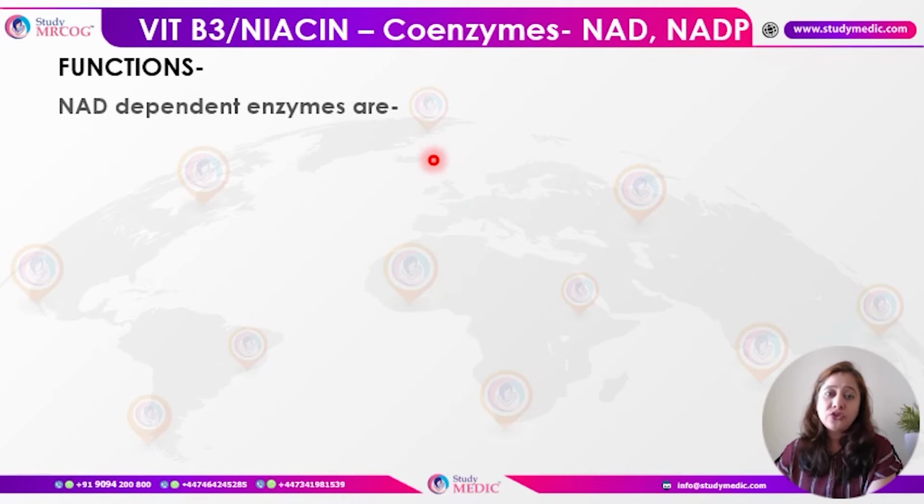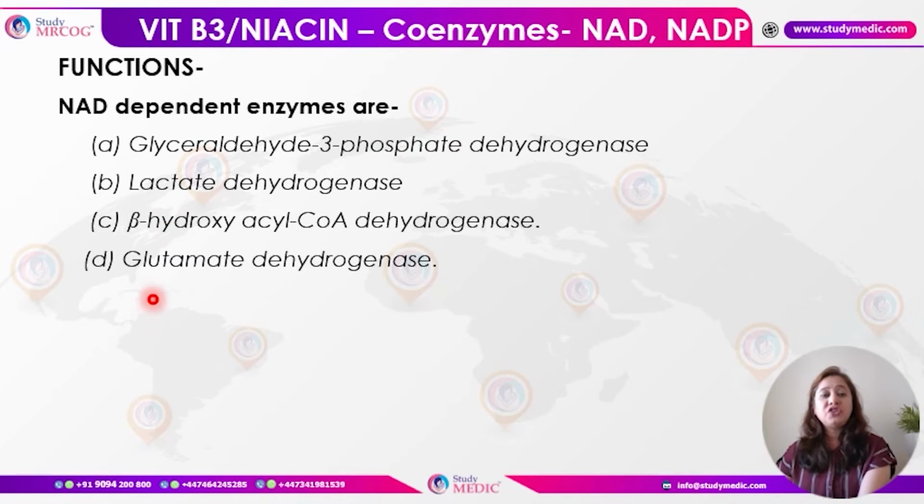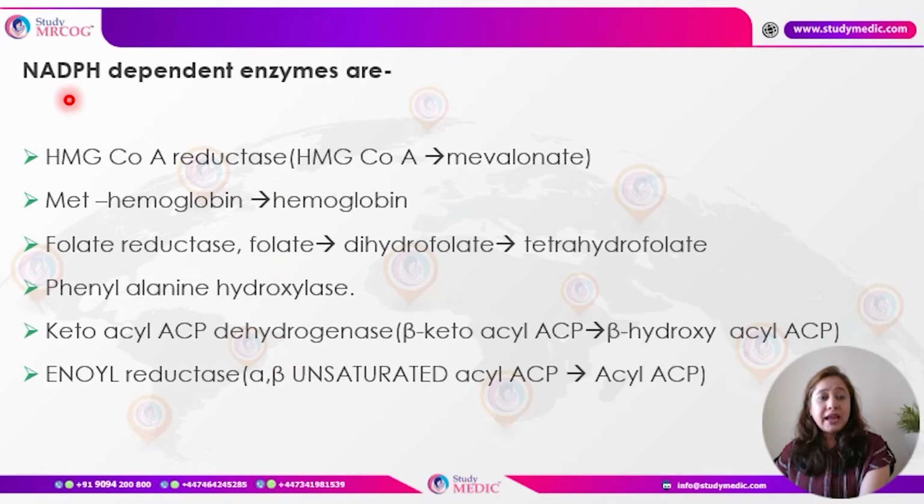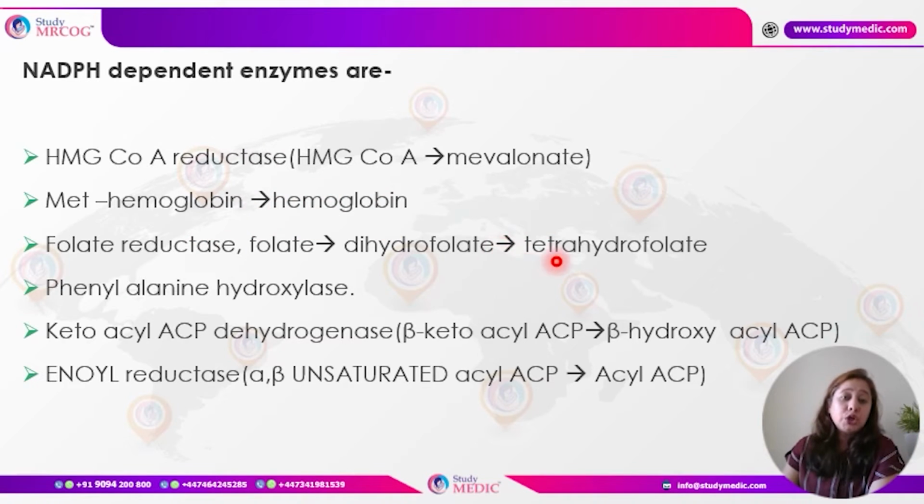So there are various NAD dependent reactions, as you can see, and NADP dependent reactions. NAD helps in the main catabolic reactions like lactate dehydrogenase, glutamate dehydrogenase. NADP dependent enzymes include glutathione reductase. Similarly, NADPH dependent enzymes include HMG-CoA reductase, which is required for cholesterol synthesis, regeneration of hemoglobin, and generation of the active form of folic acid, that is tetrahydrofolic acid. So these are some examples of NADPH dependent reactions.